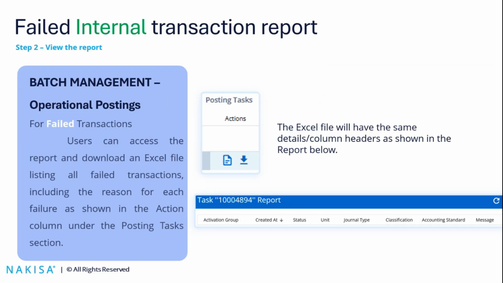So going back, the results can be either completed or failed, the task being posted or failed. Under the batch management, you now have the option of reviewing and downloading an Excel file where you can see the reason for each failure for the activation group shown on the report itself. You'll see the activation group, the status, and if it's failed, it gives you the unit number as well, and the messages where you'll see the reason why it failed. This feature was introduced in our latest release.